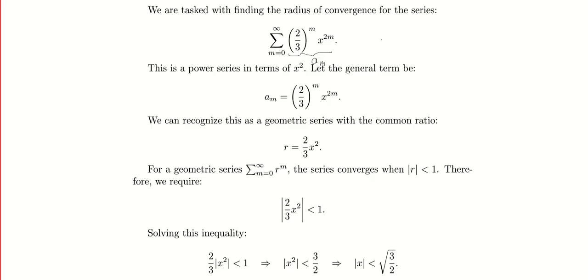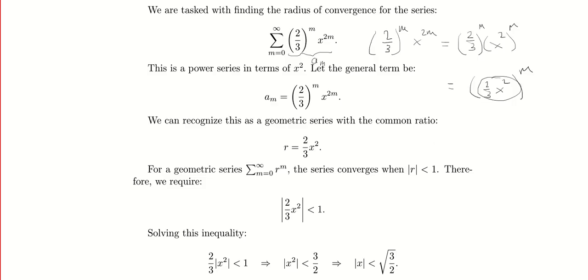And this we can rewrite if we factor out an m. So you can rewrite it like this: (2/3) raised to the mth power times x squared raised to the mth power. We can factor out the m power and multiply the inside to get (2/3)x squared. So this is going to be a geometric series with the ratio being (2/3)x squared.